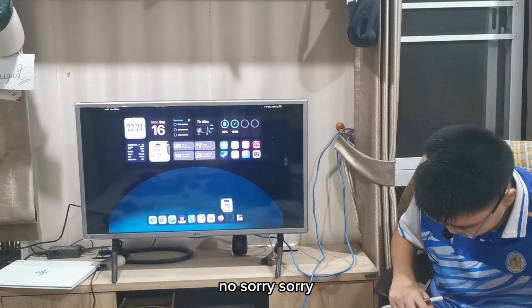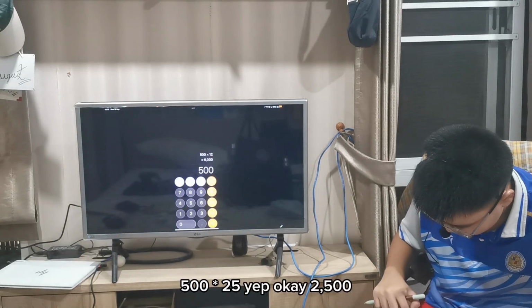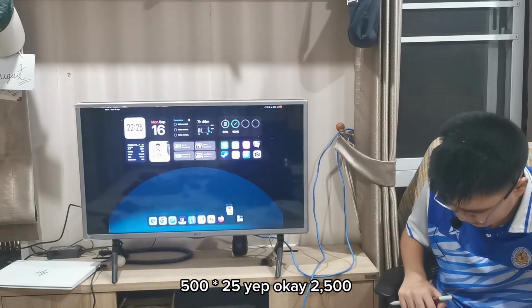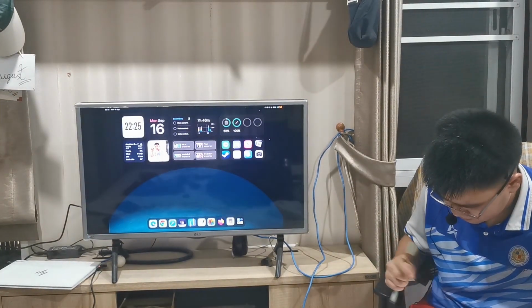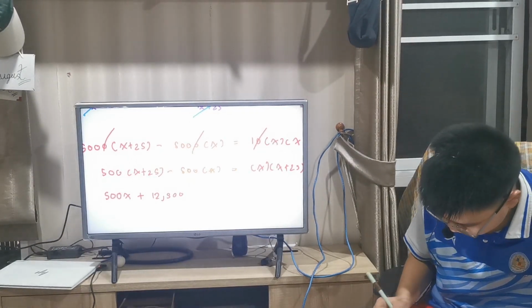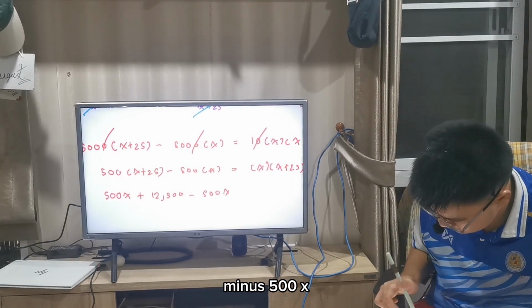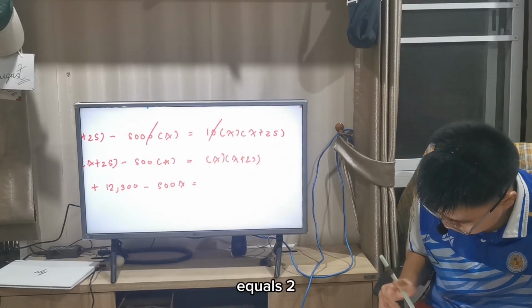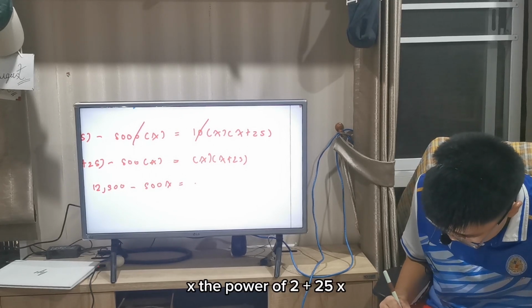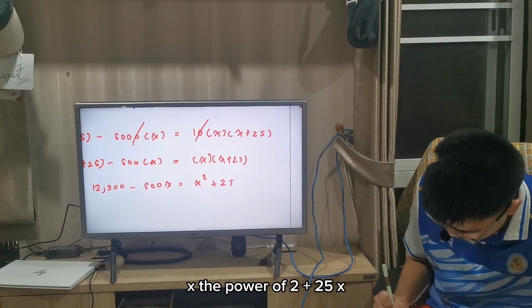No, sorry. What is the value again? Okay, 500 times 25. Yeah, 500 times 25. Yep. Okay, 12,500 minus 500x equals x to the power of 2 plus 25x.